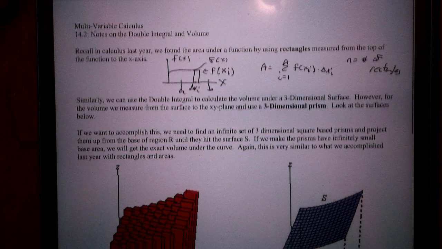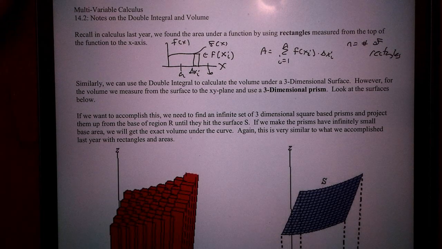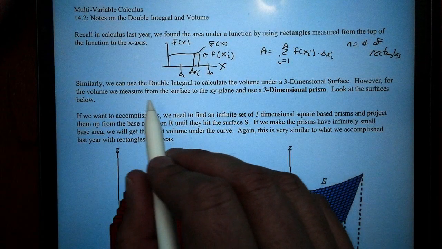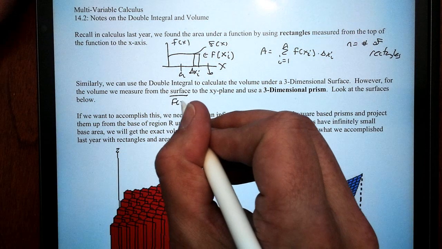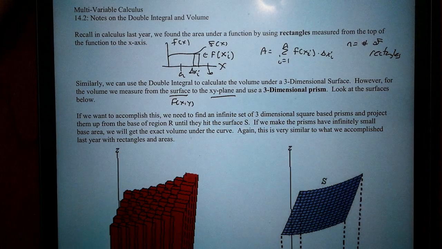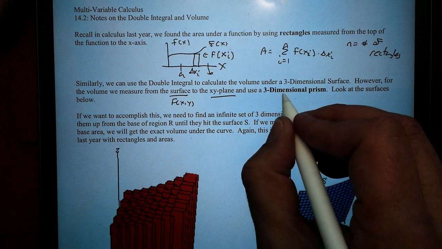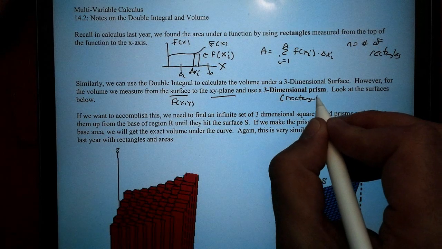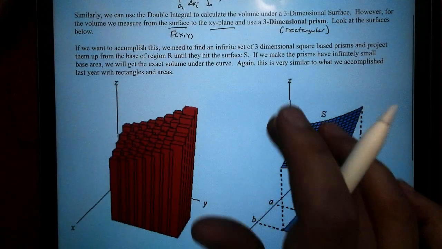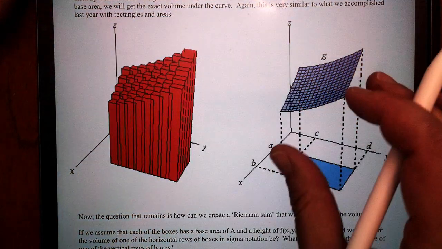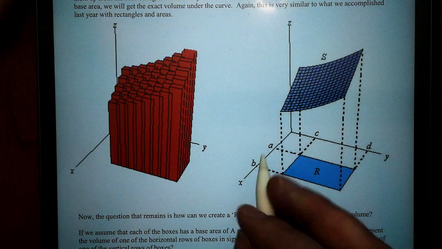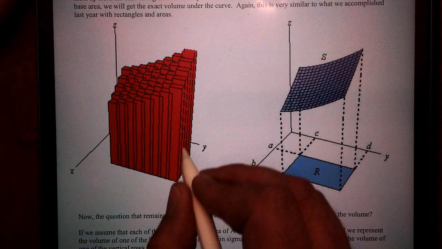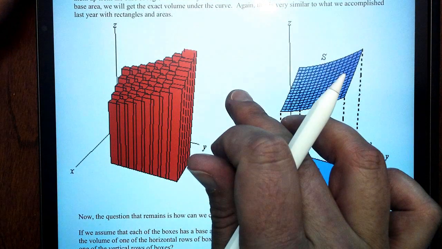Now similarly, we can use double integrals to calculate the volume under a three-dimensional surface. However, the volume we're going to measure is from the surface of the function, this is our function f of x y, the surface, to the xy plane. And we're going to use three-dimensional prisms, in this case rectangular prisms, which we're going to take a look at below. If this is the surface I'm trying to find the volume under, I can break up this region into littler parts, like right here. I can break it up into rectangular prisms.